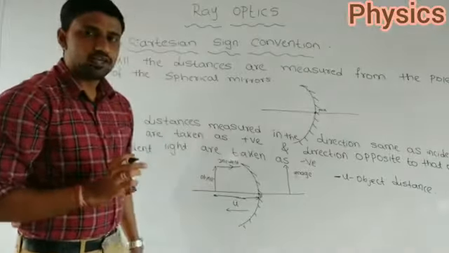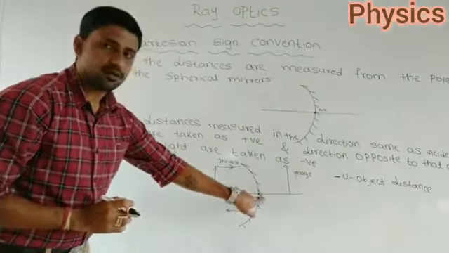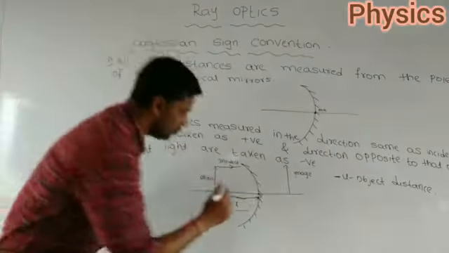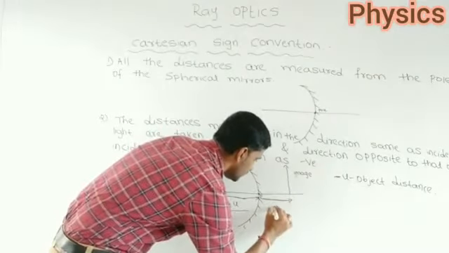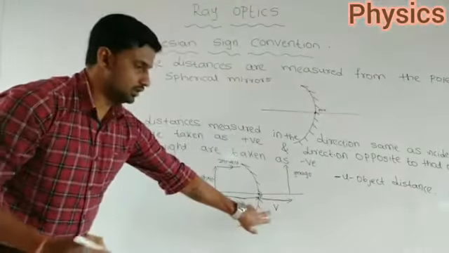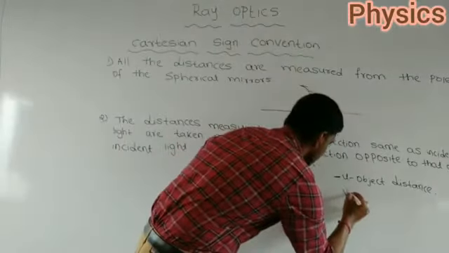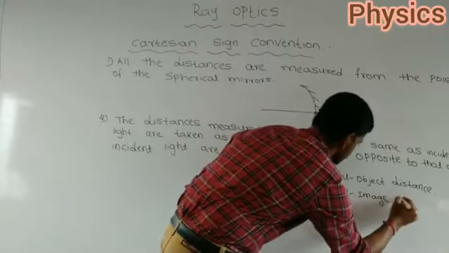And now I have to take the image distance. So image distance also I am going to take from pole to the image. So pole to the image. This is the image distance. Normally we are using V as the image distance. This is the notation of image distance, V, image distance.